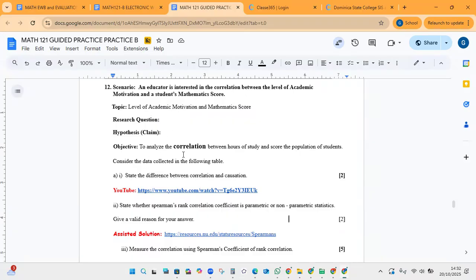So the objective now is to analyze the correlation between academic motivation and mathematics score of the population of students. Right. Now, here's how this was done.